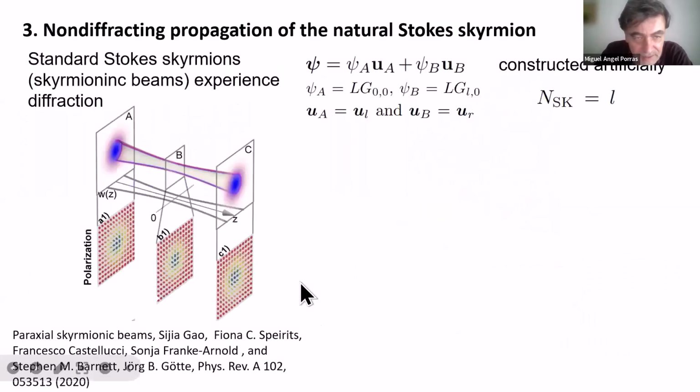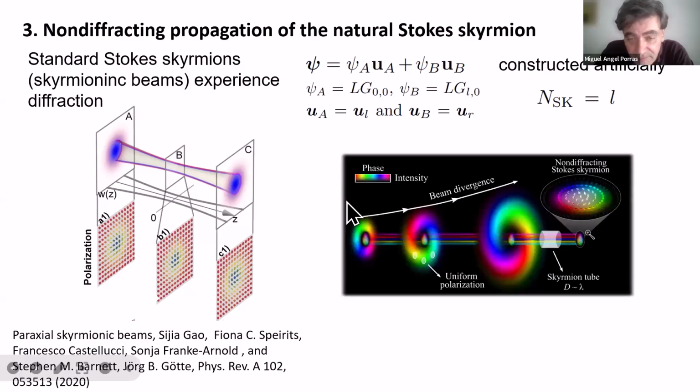In fact, this happens with the standard Stokes Skyrmions, also called Skyrmionic beams. They experience diffraction, those constructed artificially by this superposition, and they diffract at the same rate. The polarization features, the texture, diffract at the same rate as the composite modes do. It could be the same, of course, with our natural Skyrmion, but it doesn't. We don't know, but I can show you first theoretically and then experimentally.